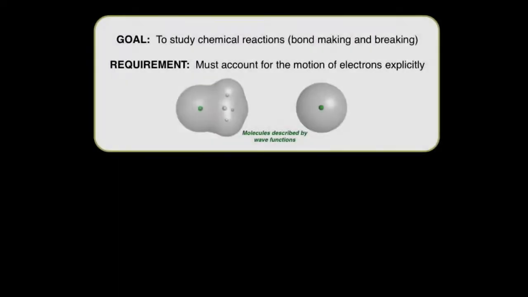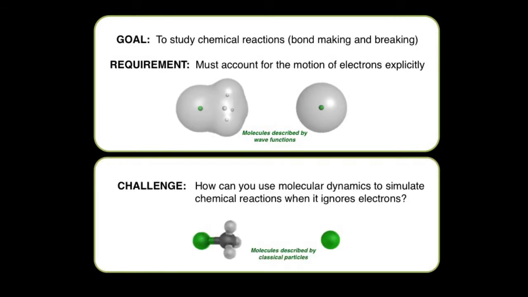But if you want to study the process of a chemical reaction, i.e. bond making or bond breaking, now you can't completely ignore the electrons anymore. So all the internal parts of the atoms actually matter. And the problem is, how can we simulate something like this purely using our classical method, using molecular dynamics, but still account for the things that the electrons and the parts inside the atoms are doing during a chemical reaction?